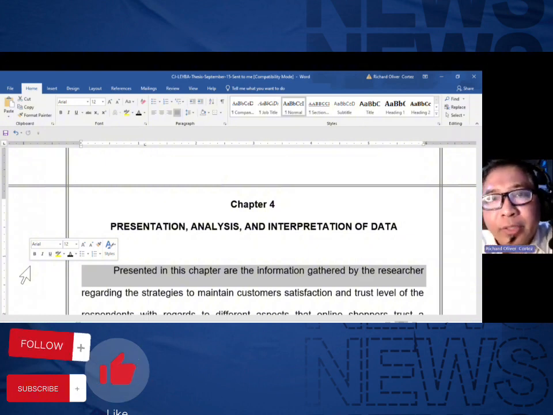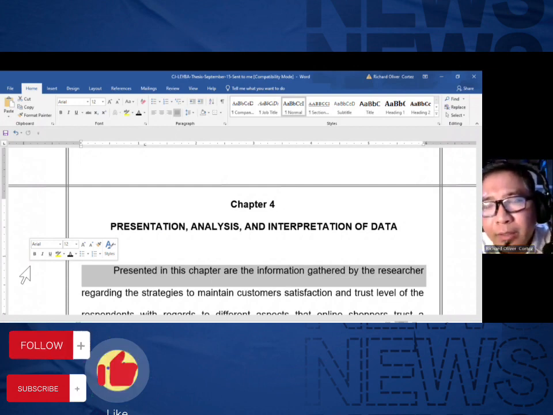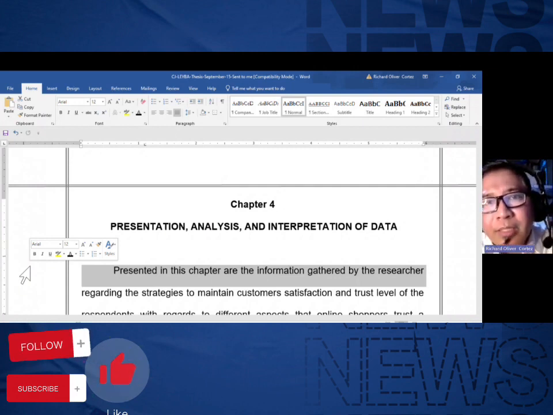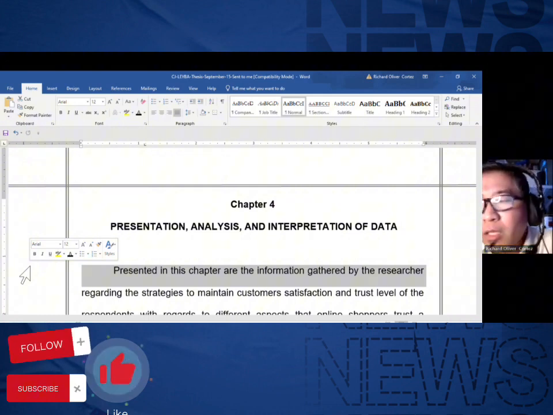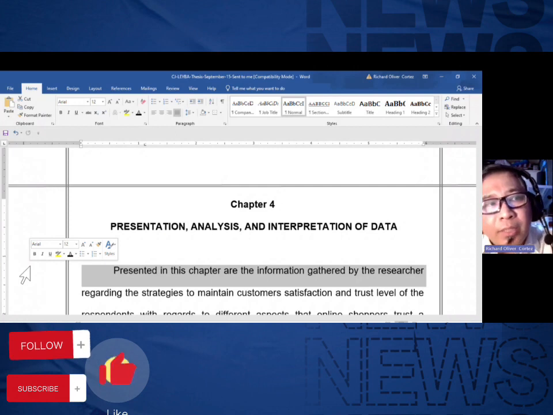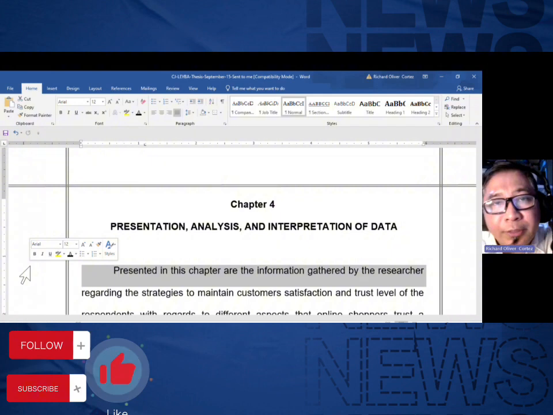Now, after you have retrieved and tabulated the data in Excel, you are now going to present formally in your chapter 4 yung mga natabulate na data. Because in our last discussion, we just discussed the tabulation but not yet how to present it on a table. So today, we're going to take chapter 4.